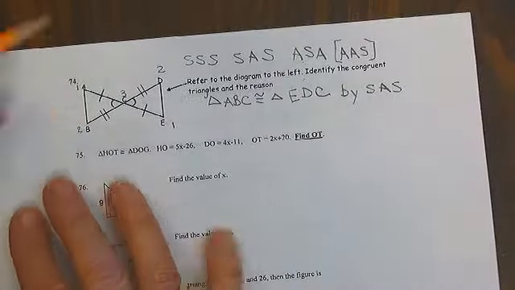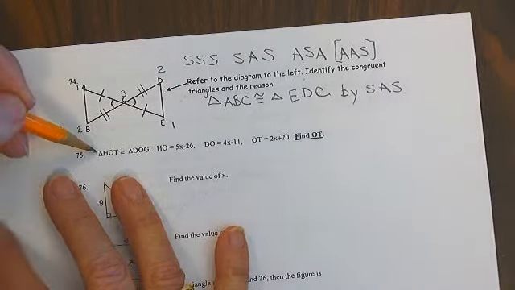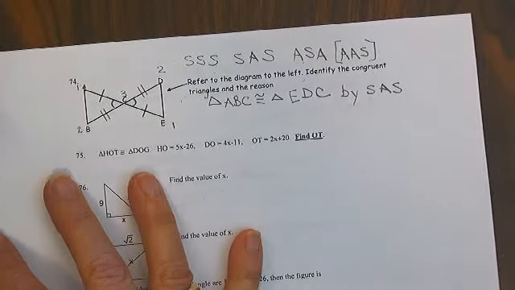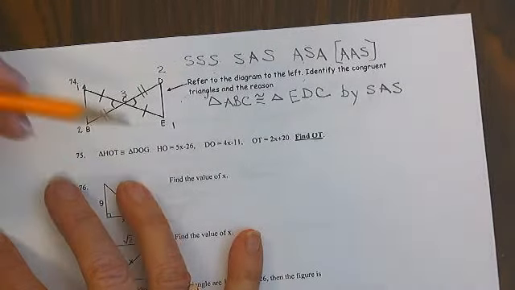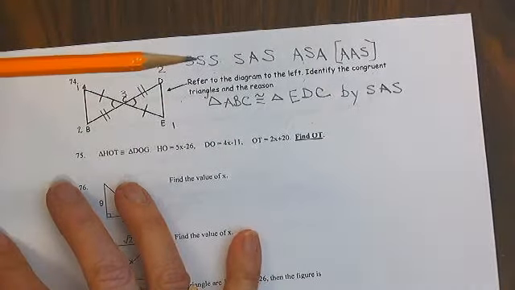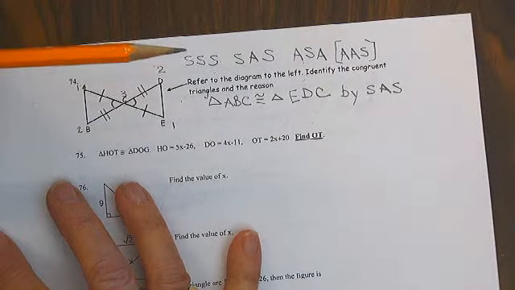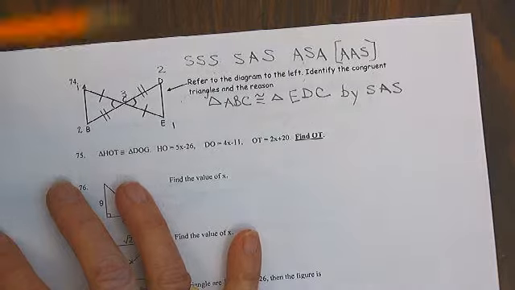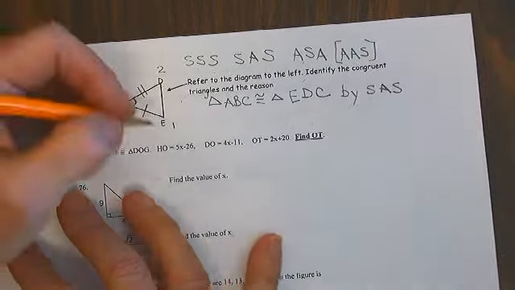Alright, next guy up. Triangle HOT is congruent to triangle DOG. How fun is that? HO is this, DO is that, and OT is the other. Find OT. Well, what do we do first? First we draw a picture.